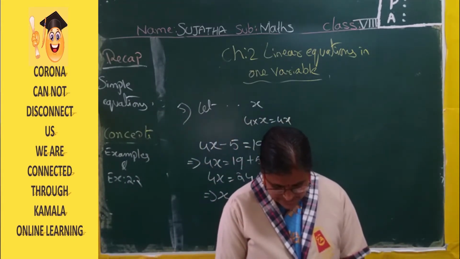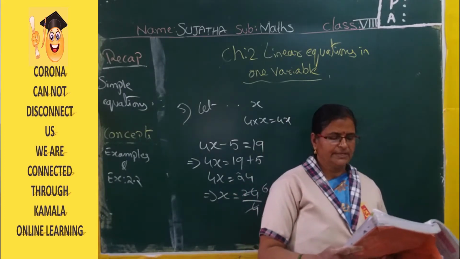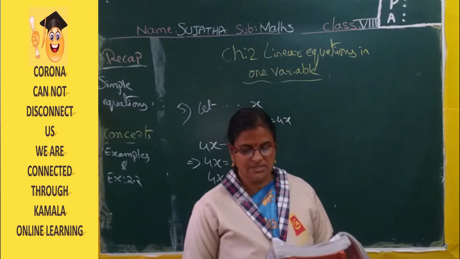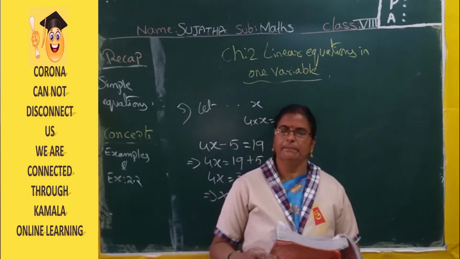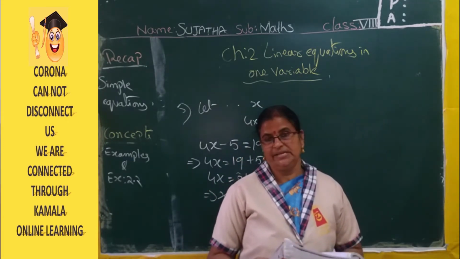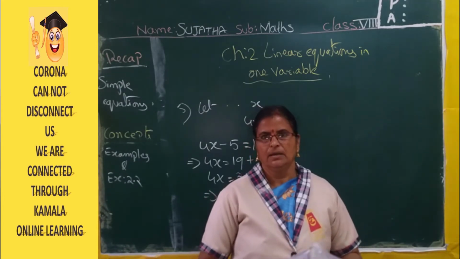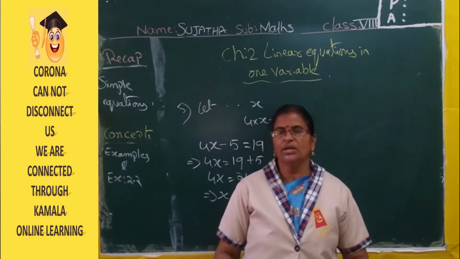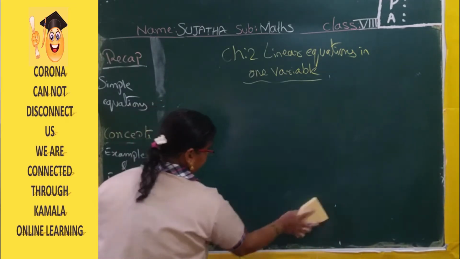Now, the sixth one. The length of a rectangular park exceeds its breadth by 17 meters. If the perimeter of the park is 178 meters, find the dimensions of the park. So length and breadth we have to find. Here exceeds again means plus. So let the breadth of the park be x meters.